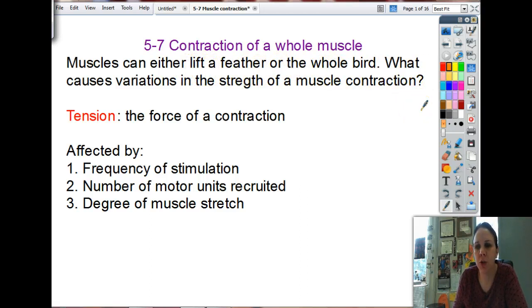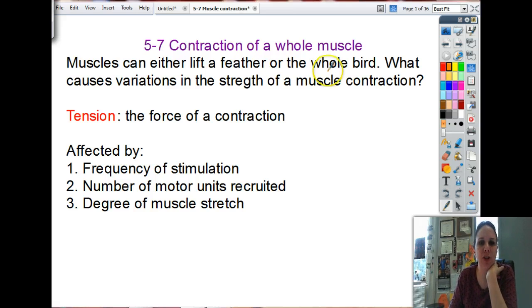So what allows you to pick up a feather with the same force as opposed to, if you tried to pick up a bird with the force of a feather, it wouldn't work. If you tried to pick up a feather with the force of picking up the bird, you'd fling it everywhere. So what is it that allows you to change how much force you put into a contraction?